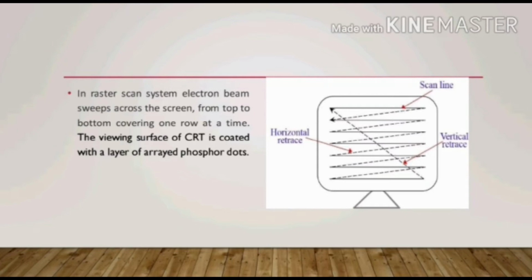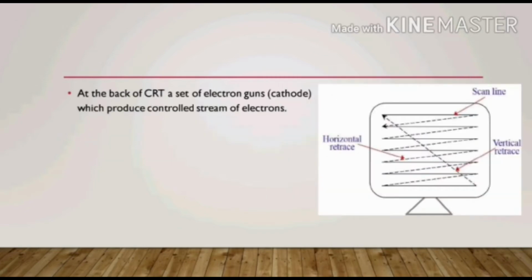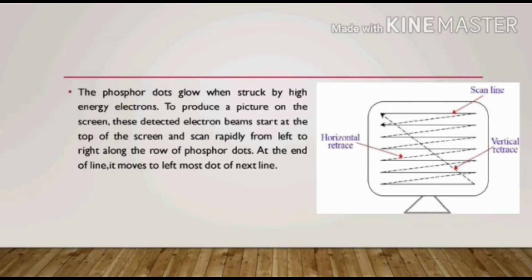The viewing surface of the CRT is coated with a layer of arrayed phosphor dots. Arrayed means there is an array in a certain fashion. We have an array of phosphor dots at the front of the CRT, and at the back a set of electron guns, that is the cathode, which produce a controlled stream of electrons. The phosphor dots glow when struck by high energy electrons. So the phosphor dots on the screen will glow when the electron beam hits them.